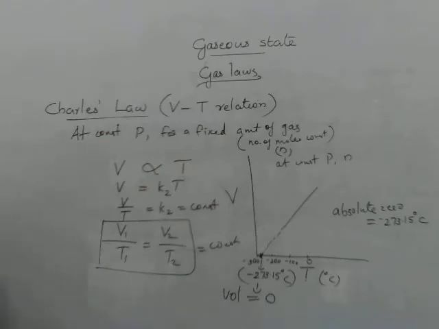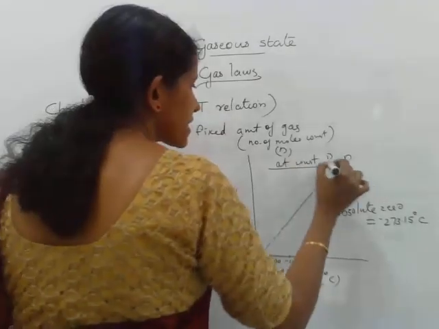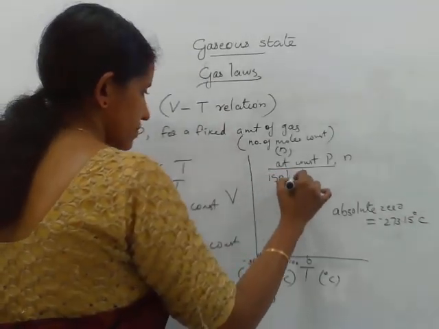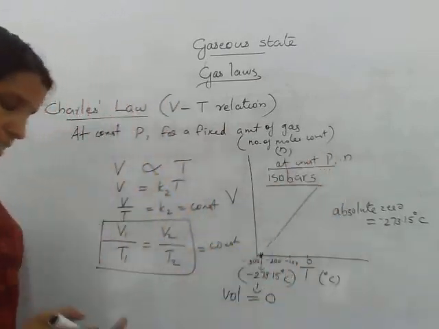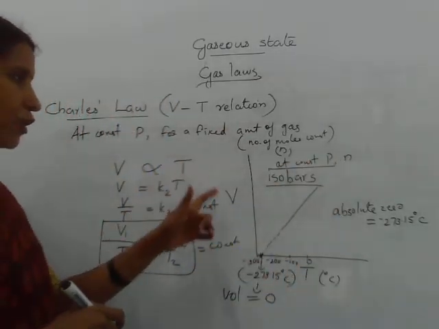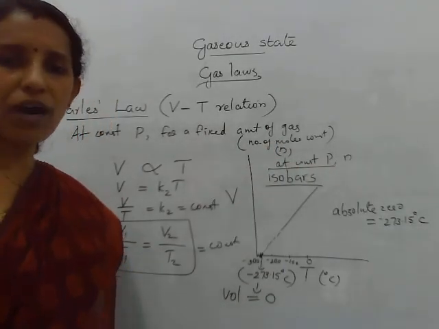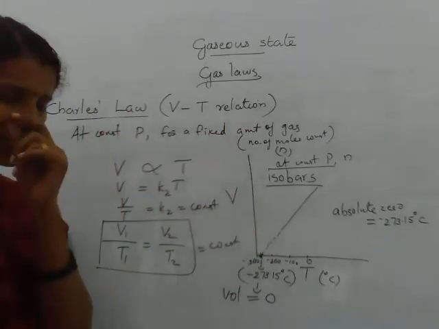The volume versus temperature graph plotted at constant pressure is called an isobar. Isobars are constant pressure graphs. Graphs plotted at a constant pressure are also known as isobars. So this is an isobar because the pressure is constant.